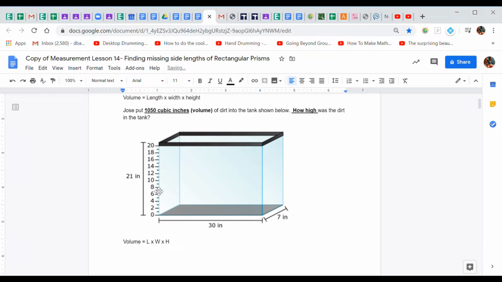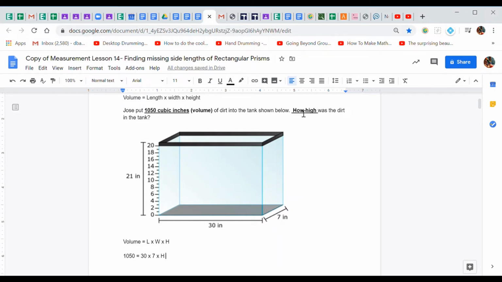Now my second step is to look through the problem, see what I have, and start filling it in. I have the volume, which is unusual based on the questions we've done. The volume is 1,050. I'm not going to put units on it. The length of the tank is 30. The width is 7, but I don't know the height. That is what I'm trying to find, so I'm going to write an h in there instead of the height, times h.